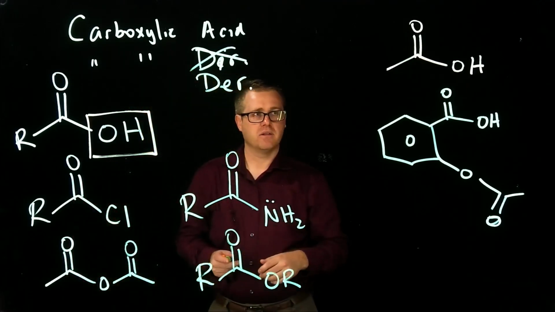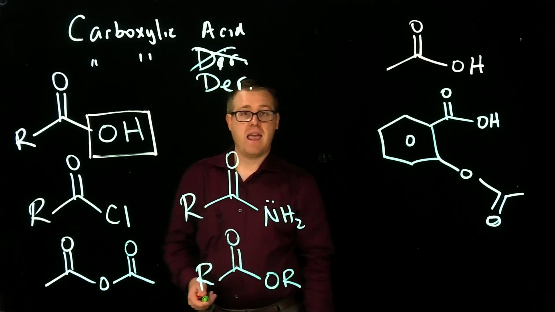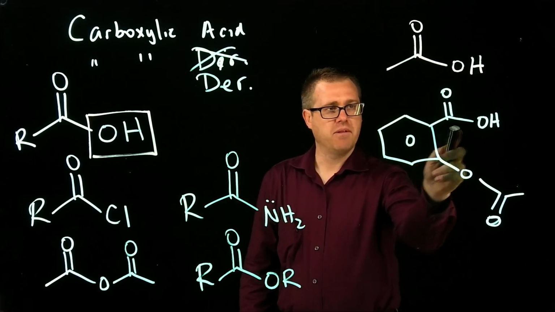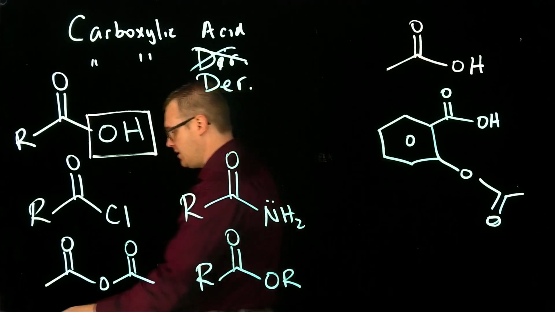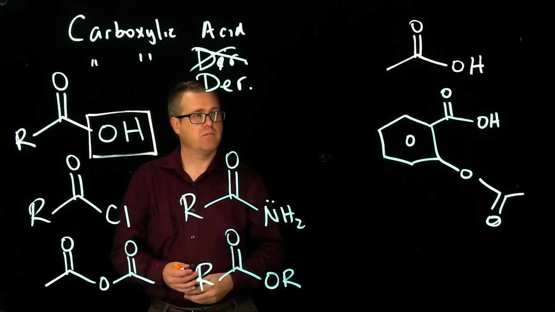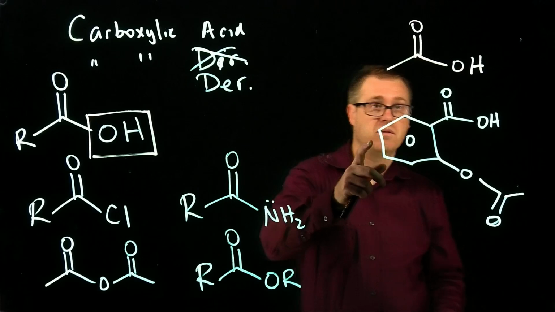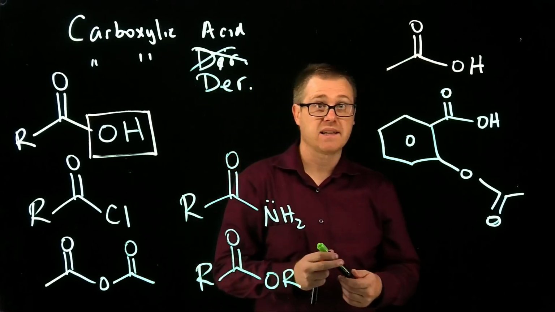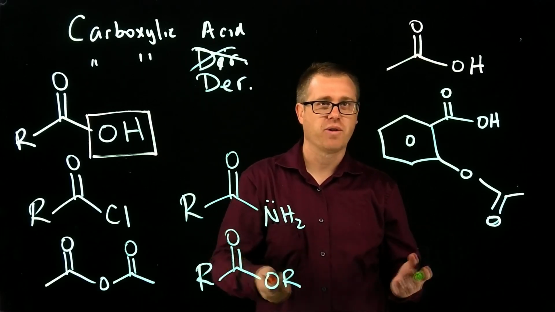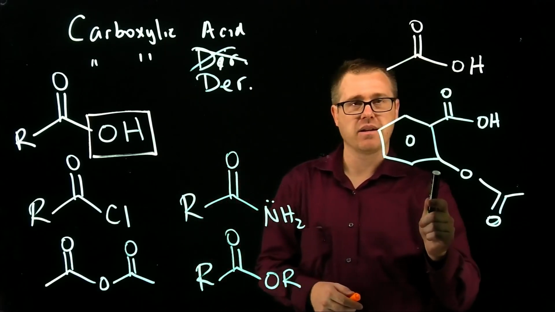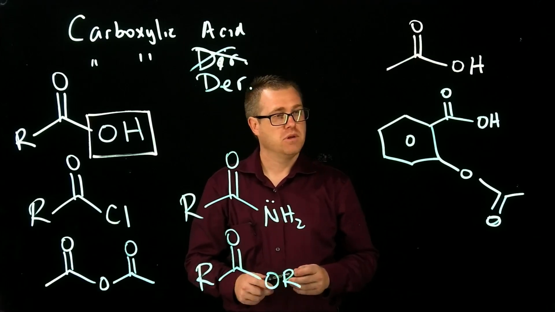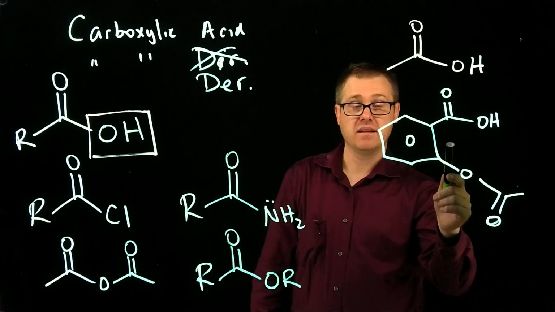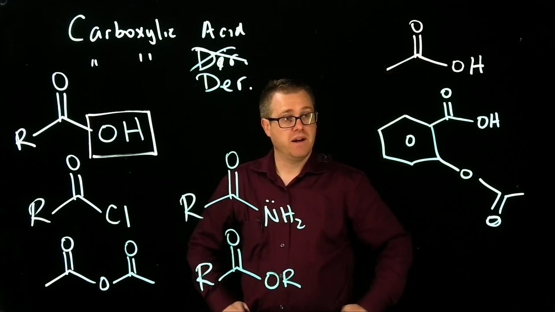Now, in nature, carboxylic acids are very prevalent, and also in the pharmaceutical industry. Does anyone know the name of this molecule right here? I'm pretty sure most everyone has taken this drug in their lifetime. So that molecule right there is acetylsalicylic acid, or short version, aspirin. That's what aspirin looks like. And in undergraduate organic labs, you typically make acetylsalicylic acid in the labs. And it's quite a fun experiment to do.